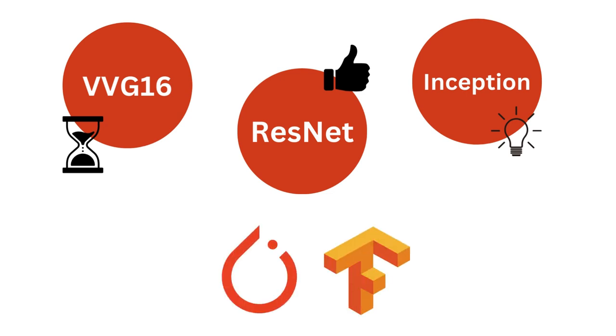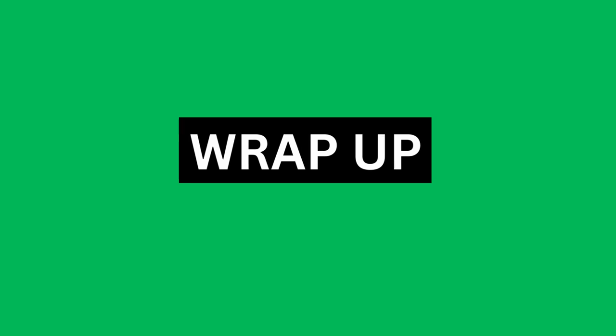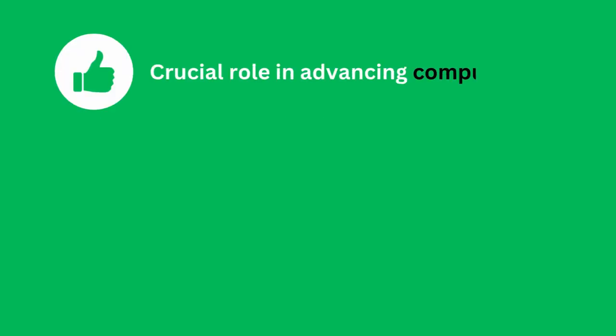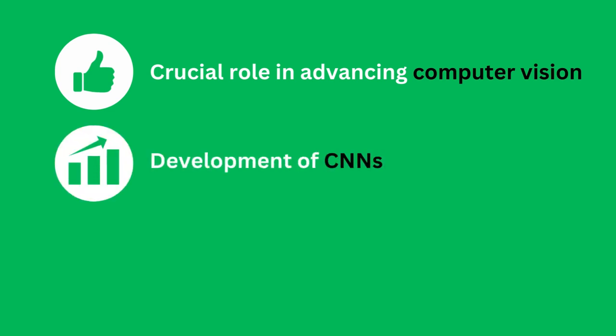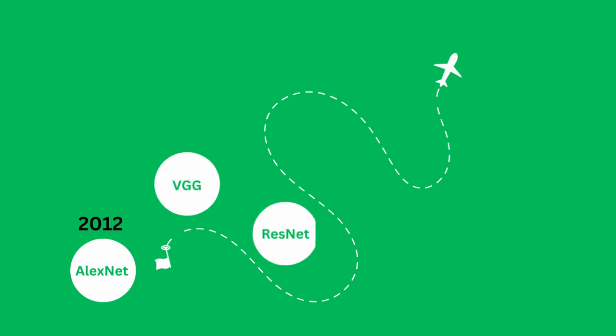Deep learning frameworks such as TensorFlow and PyTorch provide these pre-trained models. To sum up, ImageNet has played a crucial role in advancing computer vision, particularly in the development of convolutional neural networks. Its massive dataset and challenges, such as the ImageNet Large Scale Visual Recognition Challenge, have driven progress in image classification. From the emergence of AlexNet in 2012 to next architectural advancements like VGGNet and ResNet, ImageNet has been instrumental in benchmarking and shaping the state-of-the-art models.